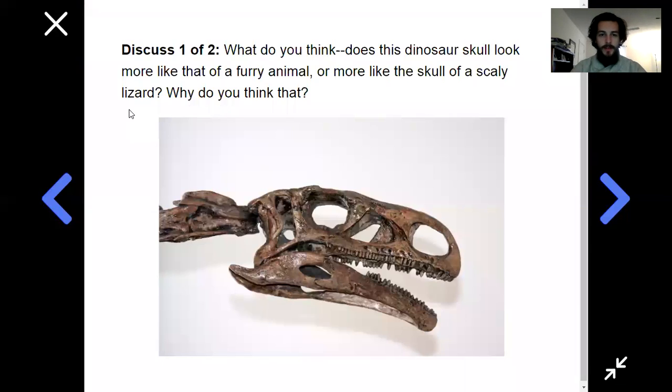Okay. So what do you think? Does this dinosaur skull look more like a furry animal or more like the skull of a scaly lizard? And why do you think that?